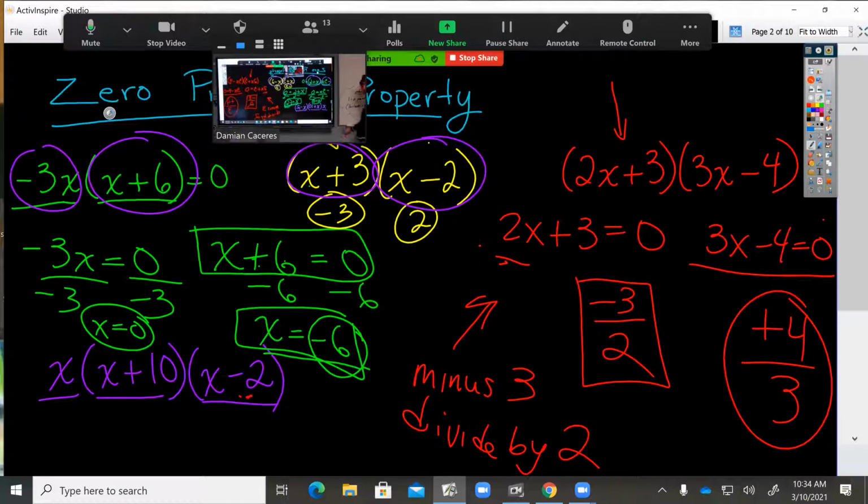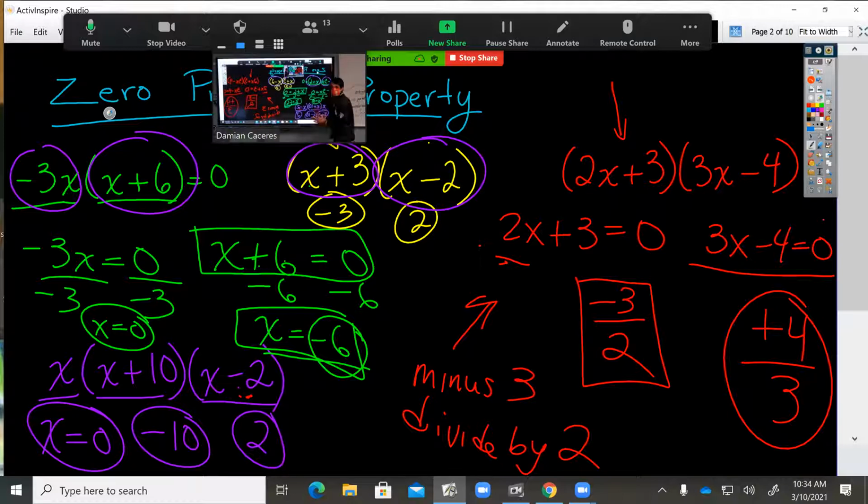So what's the first factor? X. Make x equal 0. Done. What's the next factor? X plus 10. Let's use our common sense. What's the solution to x plus 10 going to be? Negative 10. How about x minus 2? What's my solution going to be? Positive 2.